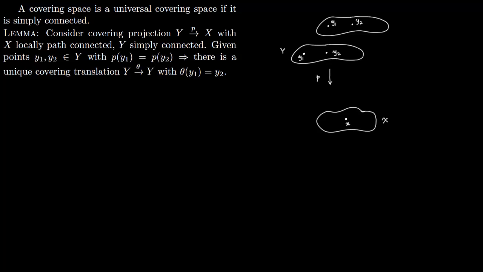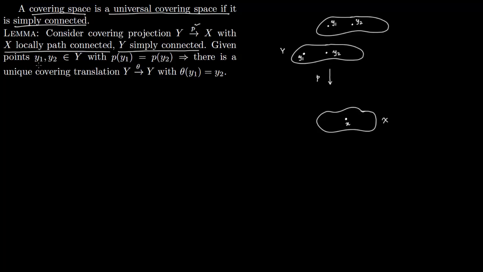We now talk about universal covering space. A covering space is a universal covering space if it is simply connected. So consider a covering projection Y to X. This covering projection is P, where X is locally path connected and Y is simply connected. So you have a universal covering space here. Y is a universal cover for X.